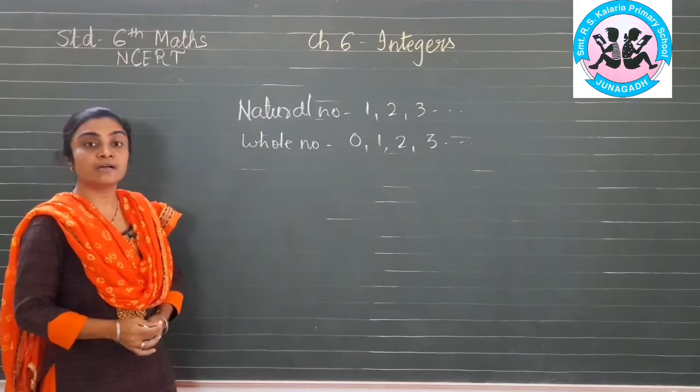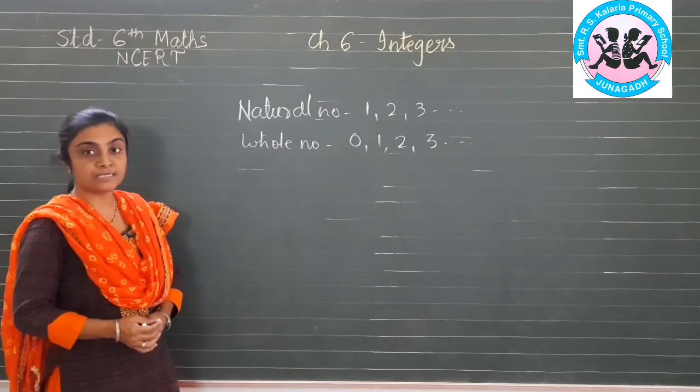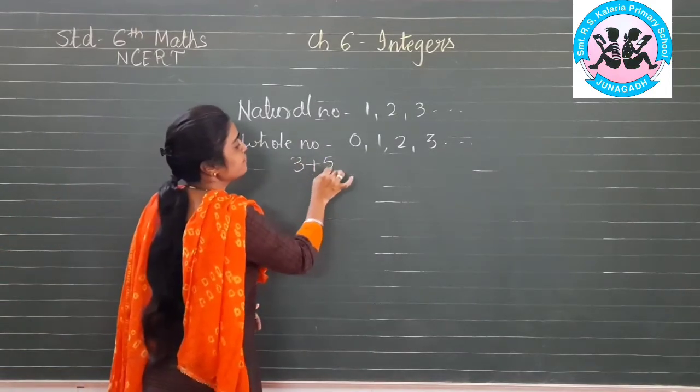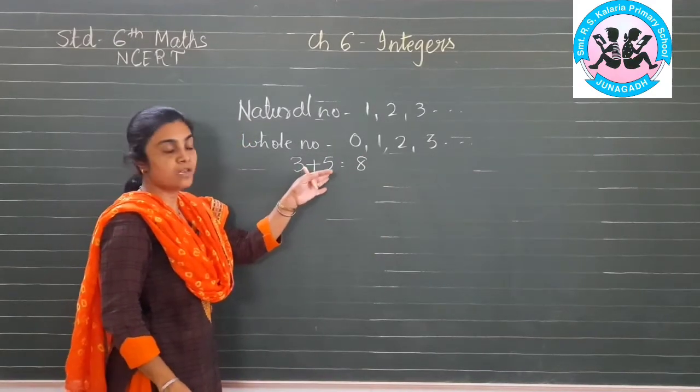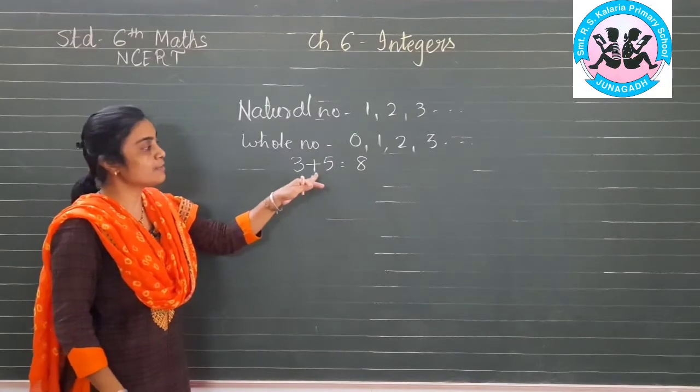Then we also have learned addition of the whole numbers. If you have to add two whole numbers, the answer will be a whole number. For example, 3 plus 5, that is 8. 3 is a whole number, 5 is a whole number, and the answer 8 is also a whole number. That was about the sum.